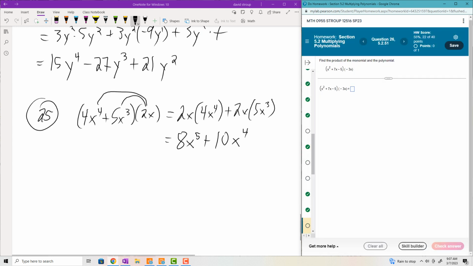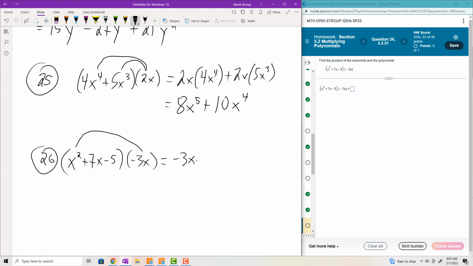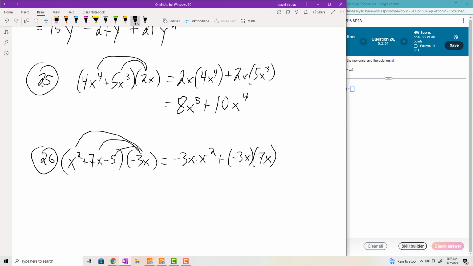4th. Same spiel here with the added bonus of the negative sign. So we got what, x squared plus 7x minus 5 times negative 3x. So negative 3x times x squared, and then plus negative 3x times 7x, and then plus negative 3x times negative 5. So it'll be negative 3x cubed minus 21x times x is x squared. Negative negative is positive 15x.